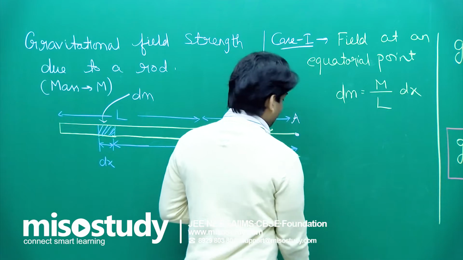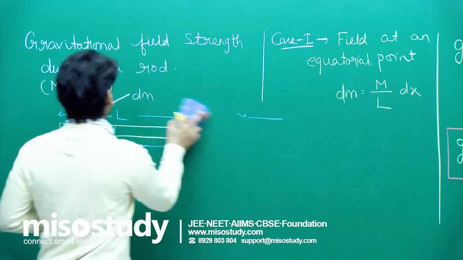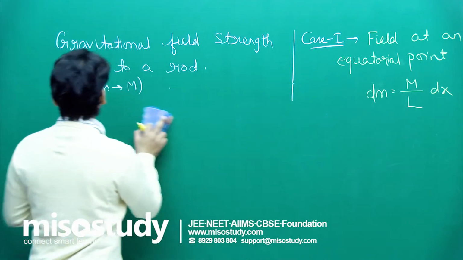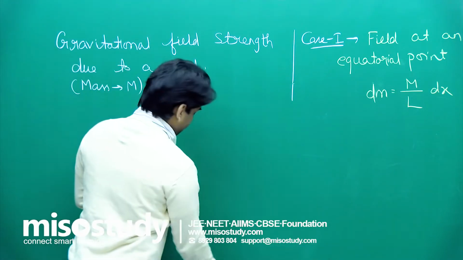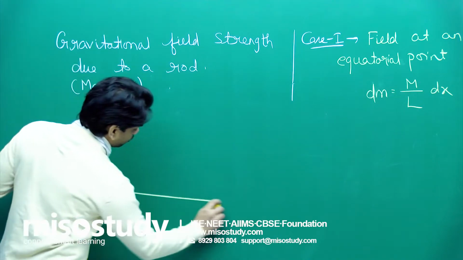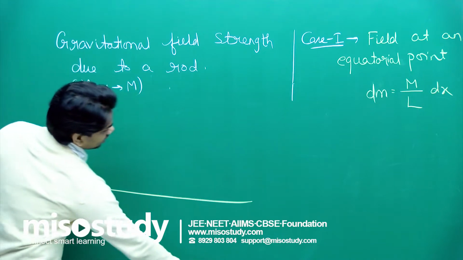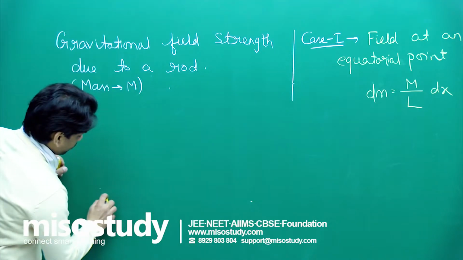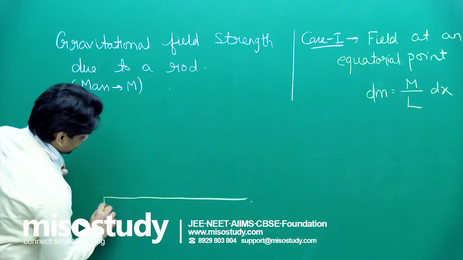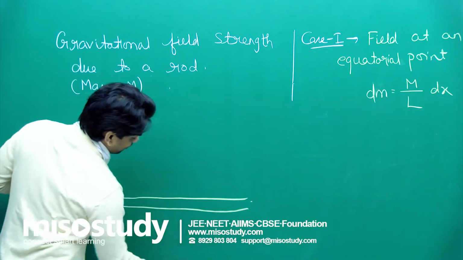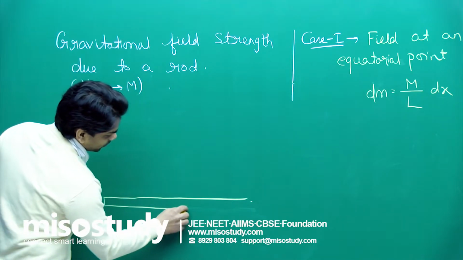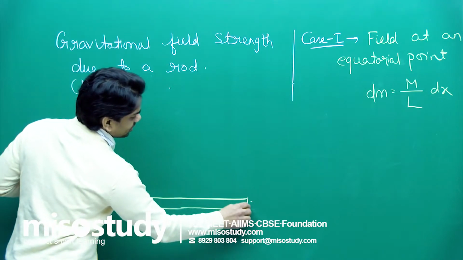What is an equatorial point? I have to show you a different diagram to understand the field at an equatorial point. Let me show you the diagram. How will it look? Let's say this is the rod. I hope you can clearly understand when I draw the rod a bit lower than where I drew it earlier. This is the rod segment which I am going to show you in this diagram.